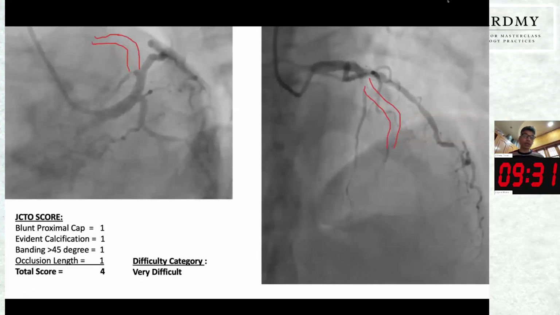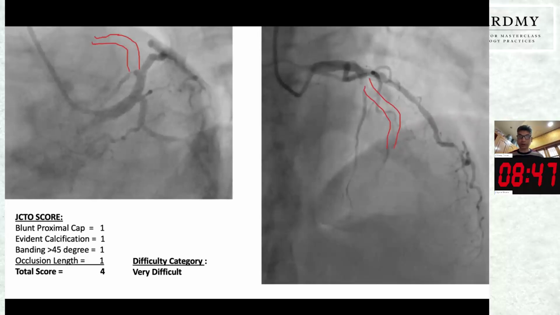There was a blunt cap. There is no tapering or beaking, and evident calcification was also there. Bending, it has two bends instead of one. One is here and second one is here. So two bends more than 45 degrees, again difficult, and the occlusion length is also more than 20 mm. So the total JCTO score was 4, and difficulty category was very difficult. The difficulty was also there because of the two major branches from the CTO segment, one large diagonal and a small septal branch. So they both were adding more difficulty.